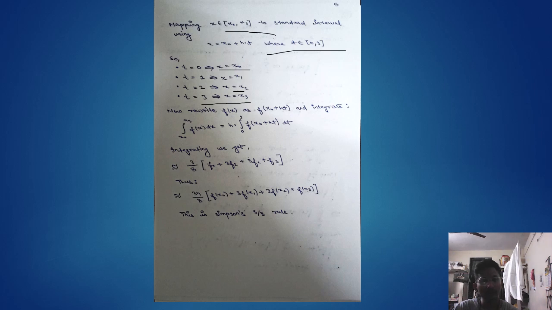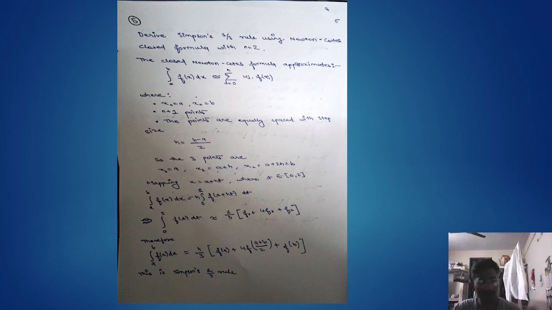Now, rewriting f of x plus ht and integrating this. After integrating, we get 3/8 of f0 plus 3f1 plus 3f2 plus f3, and this is the equation. This is Simpson's 3/8 rule. So that finishes the fourth question.